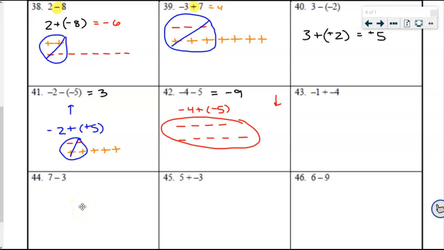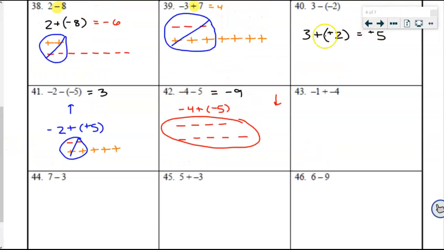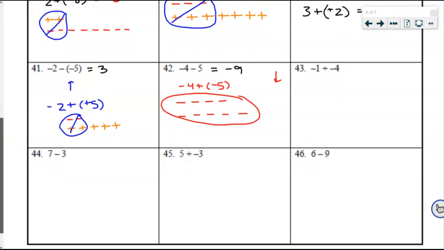All right, let's take a look at the other ones. 43, 44, 45, and 46. Give them a try first. Continue on only when you're ready to see the answers.